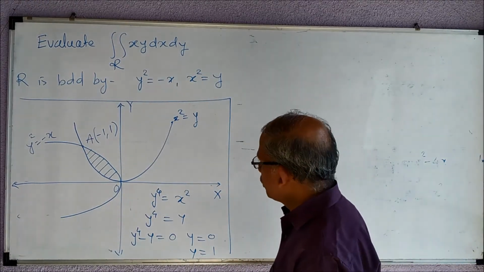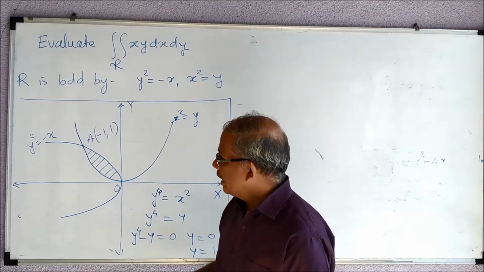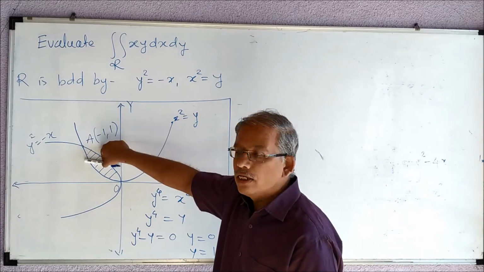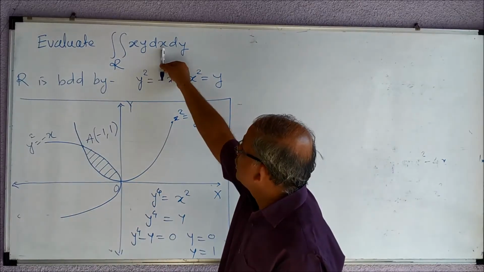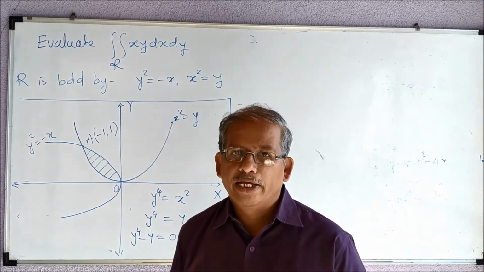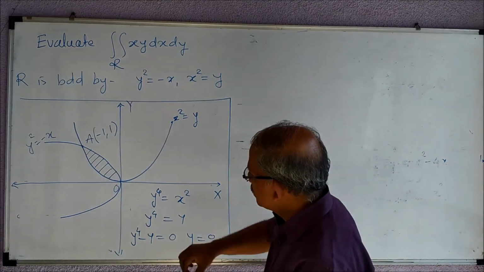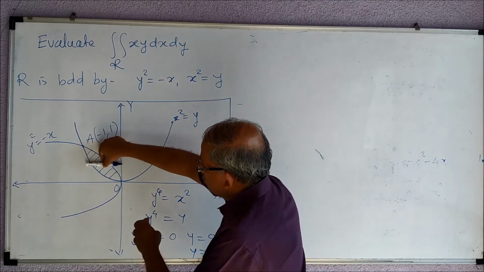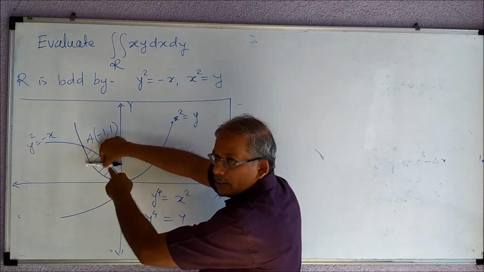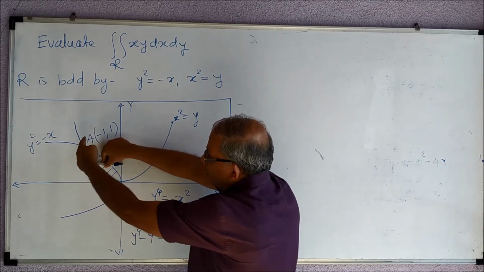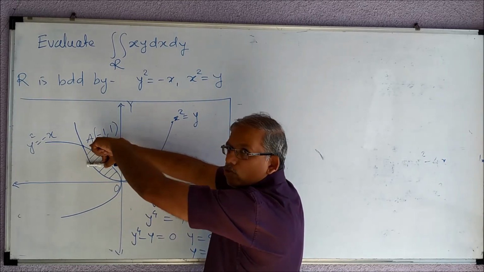So what we will do here is take parallel to x-axis. We will first of all integrate with respect to x and then with respect to y. So I'll keep my pen like this. Now see that when I'm keeping my pen like this, it intersects, on the left side, the parabola x square equal to y.